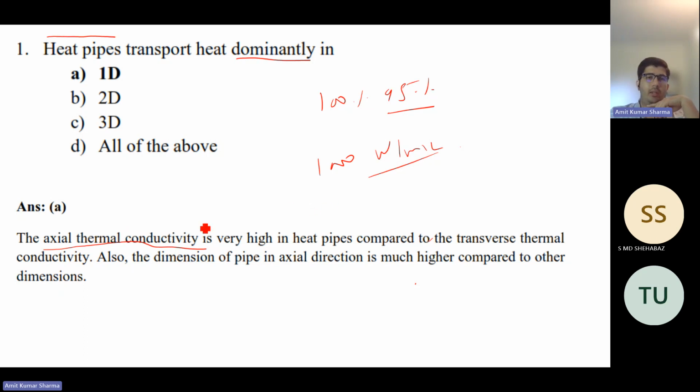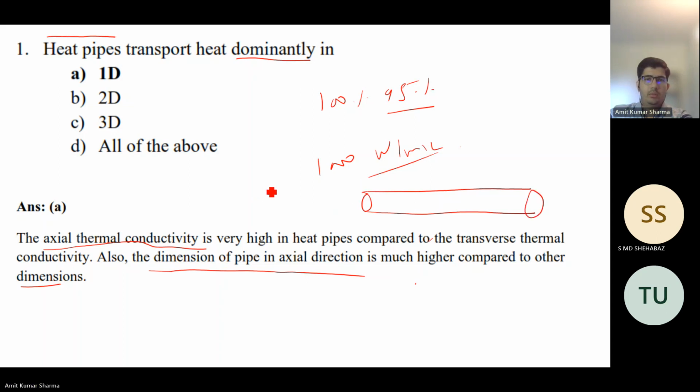Transverse means other directions. Okay. Also, the dimension of the pipe in the axial direction is much higher compared to other dimensions. So this is also a reason. Like, I have already shown you the schematic diagram like this. So the heat will be mostly transported in one dimension, in the axial direction. So this is the reason: the axial thermal conductivity is very high in heat pipes compared to the transverse thermal conductivity. Also, the dimension of the pipe in the axial direction is much higher compared to other dimensions.